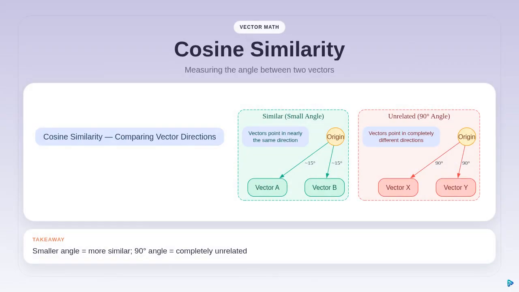To find the best matches, we use a concept called Cosine Similarity. Do not let the name scare you. It is just a way to measure the angle between two vectors. If the angle is small, the meaning is similar. If the angle is 90 degrees, they have nothing in common. It is like checking if two arrows are pointing in the same direction.